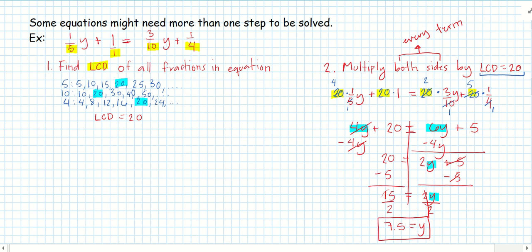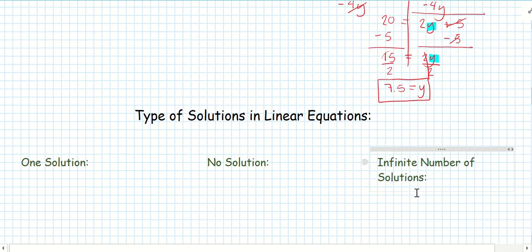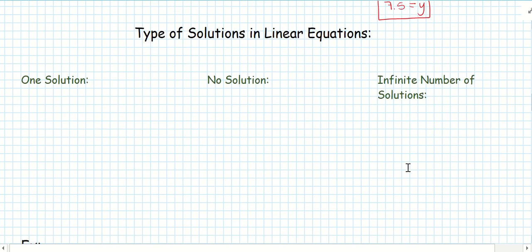Okay. This was a little bit longer because we want to get rid of those fractions, right? Remember, the way of getting rid of them is by finding the LCD of the denominators of all the fractions, and then we multiply by that LCD. If you find the right LCD, notice how at one point the fractions just end up disappearing as we are reducing. Okay? Cool. So let's talk about the different types of solutions in a linear equation.